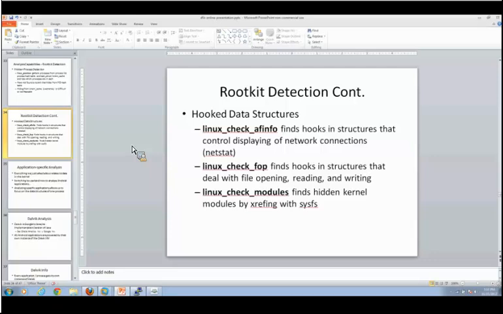The other one we have checks the file operation structures, and these are the structures that anytime you read a file, write a file, close a file, any interactions with a file go through these structures. And again, rootkits can hide files that are there. They can lie about the contents of files if they have these hooked. So we want to be able to find all of these data structures in memory and then verify them.